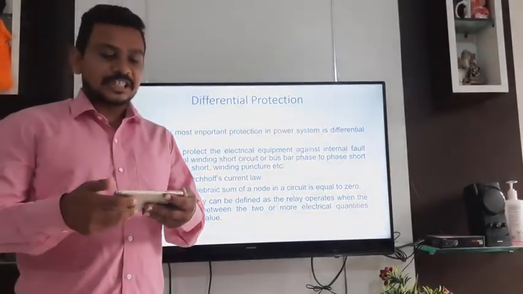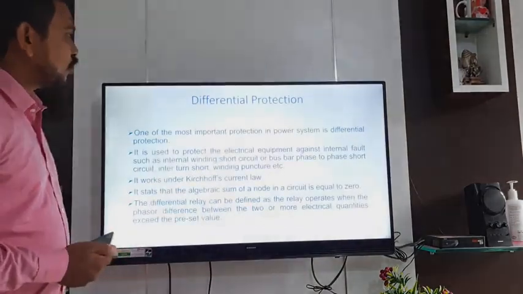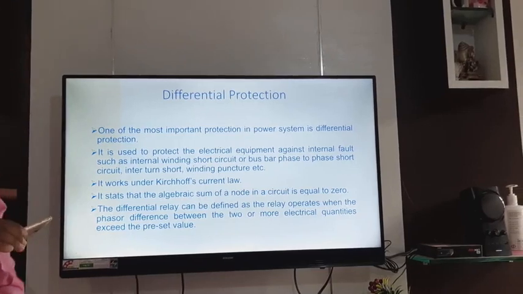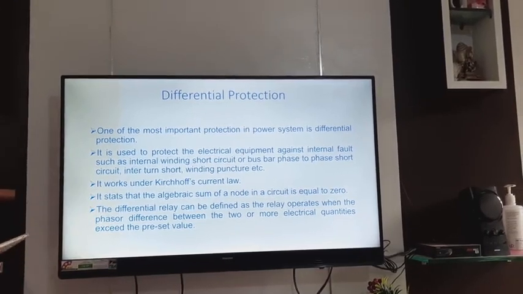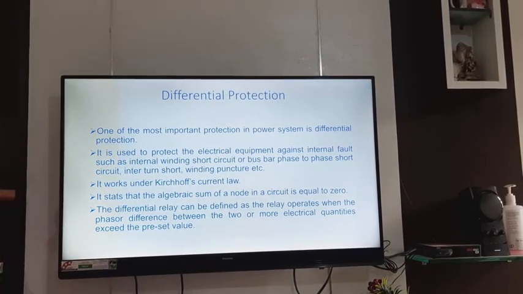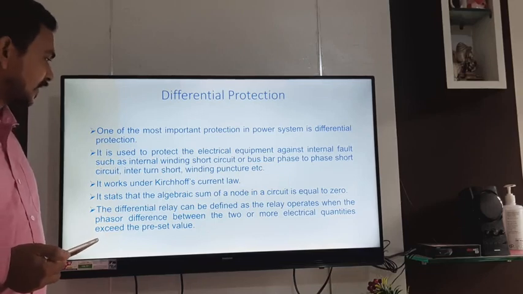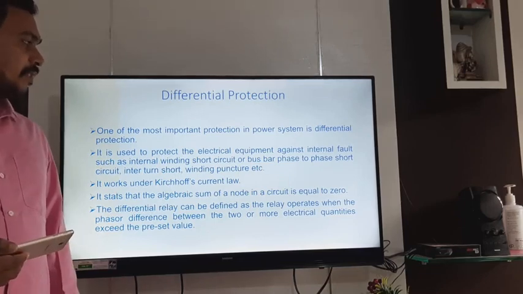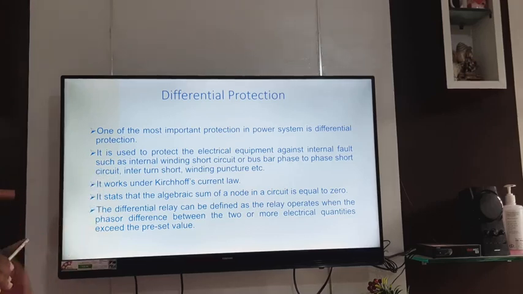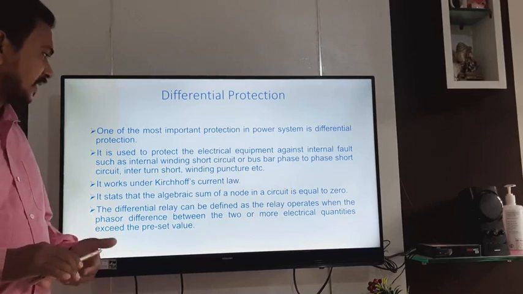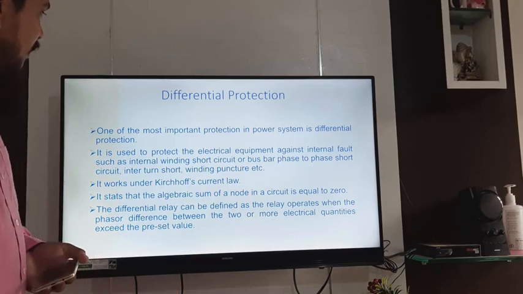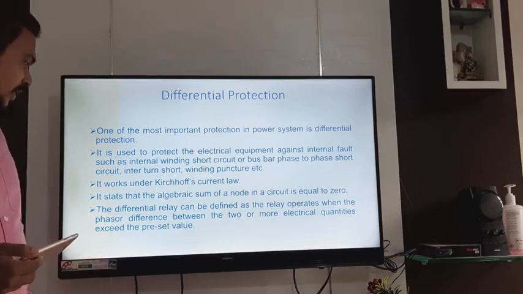First of all, what is differential protection? One of the most important protections in the power system is differential protection. It is used to protect electrical equipment against internal faults such as internal winding short circuit, bus bar phase to phase short circuit, inter-turn short, and winding puncture. So this differential protection is applicable to inter-turn short circuit protection, winding puncture protection, bus bar phase to phase protection, and internal winding short circuit protection.